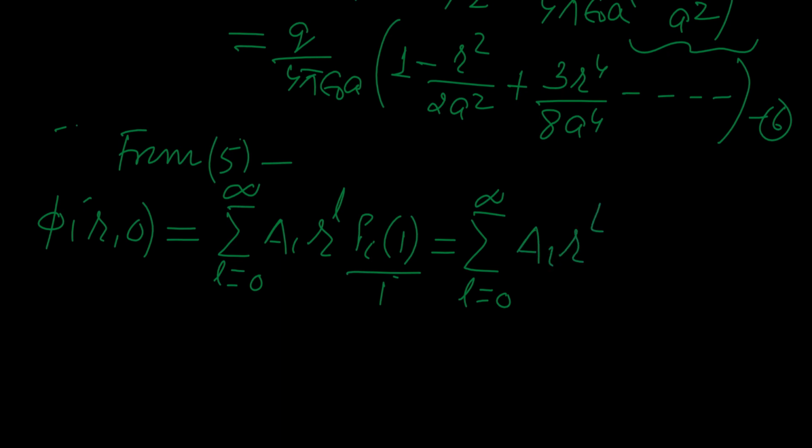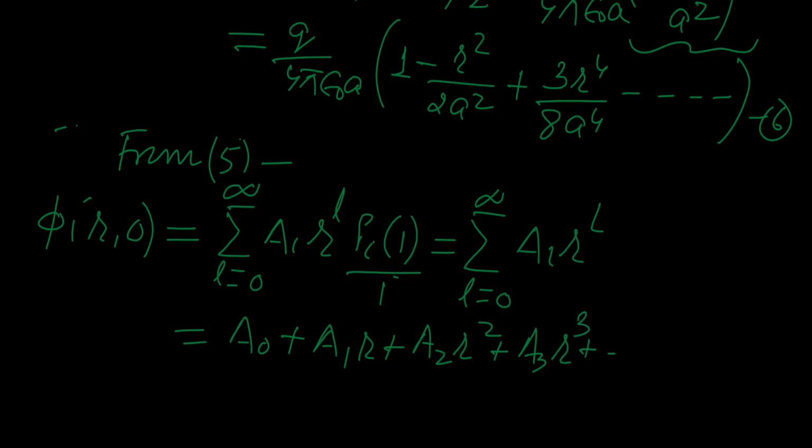Now expand it for different values of L. This will be A0 into r to the power 0, that will be simply 1, so I don't write it. A0 plus A1 r plus A2 r square plus A3 r cube and so on. Let us say this is equation number 7.